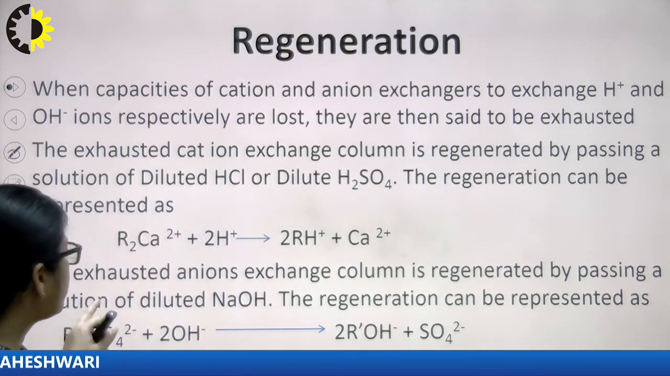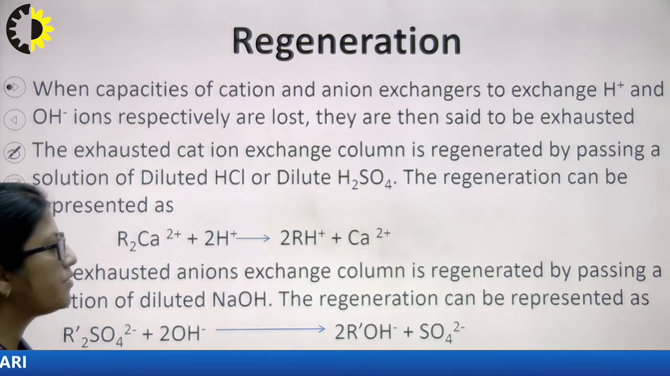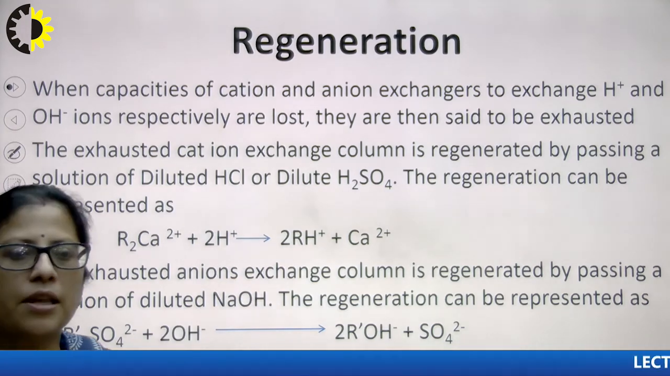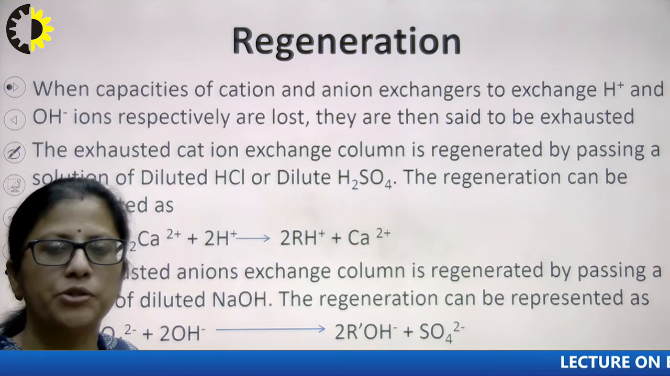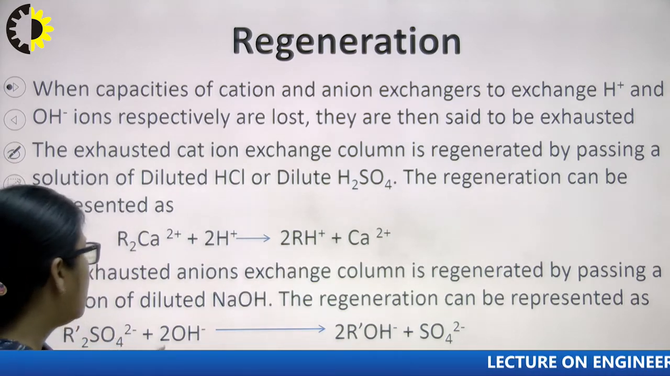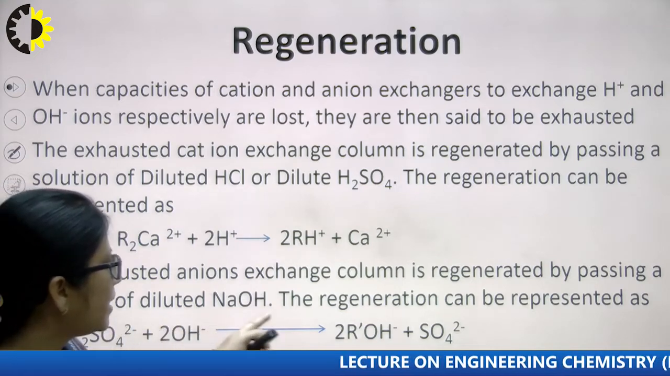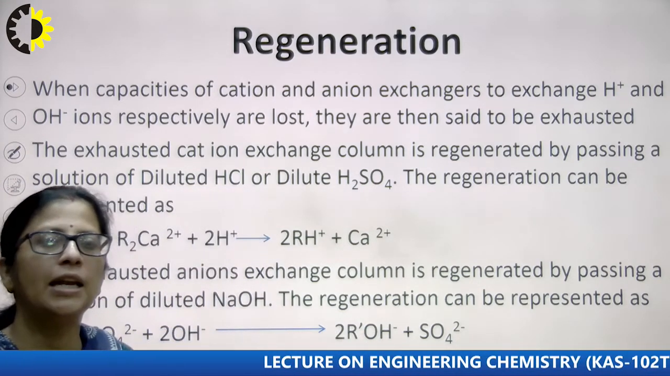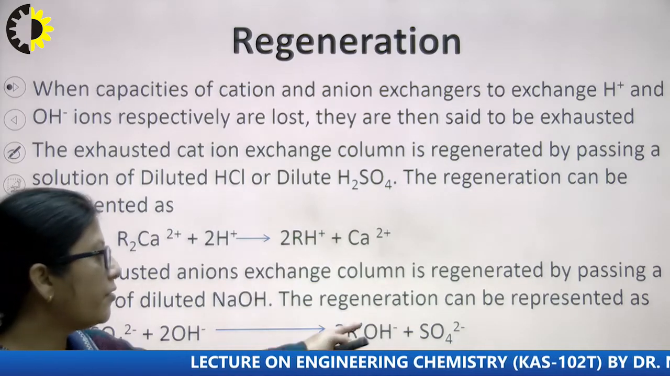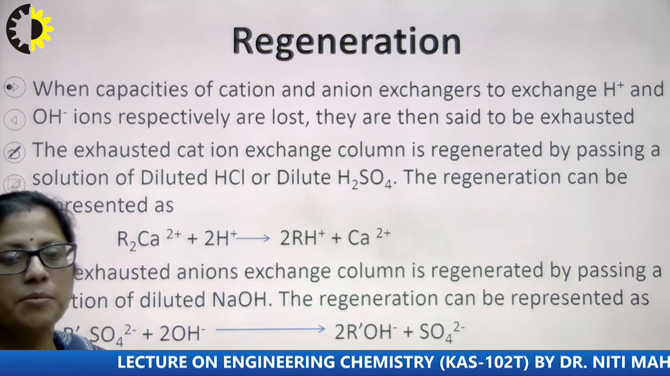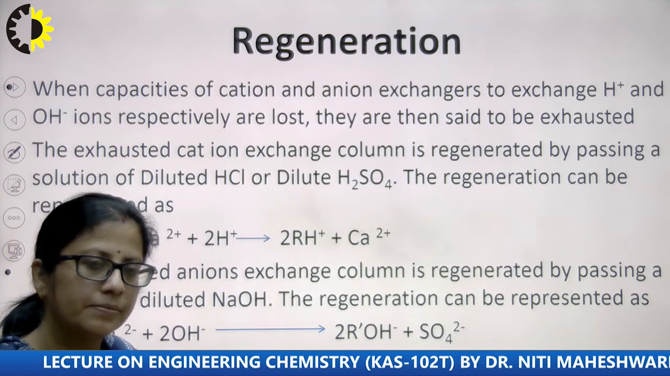Similarly, the exhausted anion exchange column is regenerated by passing a solution of dilute NaOH, and the reaction is, dilute NaOH will give you OH minus. Now this OH minus gets incorporated back into the anion exchange resin and the sulfate ions move out from the system, they are removed through the washings.